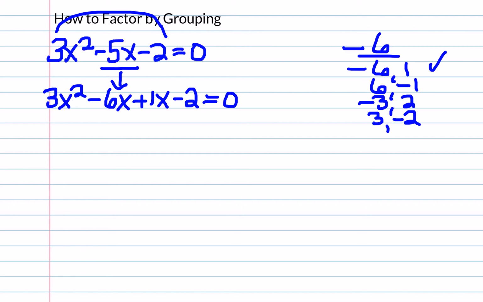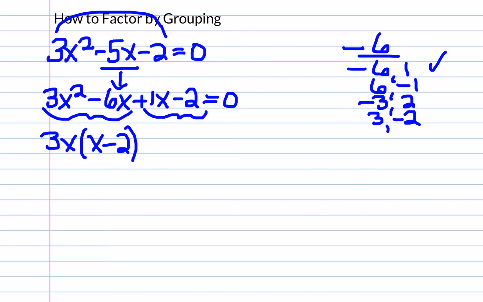It wouldn't have mattered if I wrote negative 6x plus 1x or 1x minus 6x. The end result will be the same. This is called factor by grouping because we're going to group the first two terms and group the last two terms. Then take out a GCF of both. The GCF of the first two terms is 3x. Dividing out 3x from the first two terms gives us x minus 2.